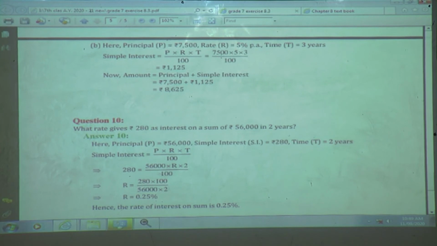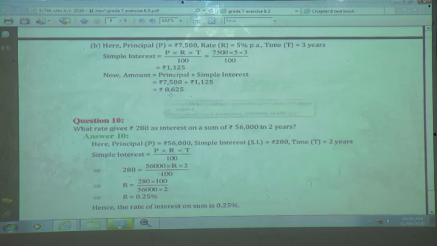100. The zeros get cancelled here. So 75 multiplied by 5 multiplied by 3 is nothing but the product, 1125 rupees. 1125 is nothing but simple interest, that is interest. This interest should be added to the principal to find the total amount. So total amount is equal to principal plus simple interest. So what will that be? 7500 plus 1125. Add both of these.